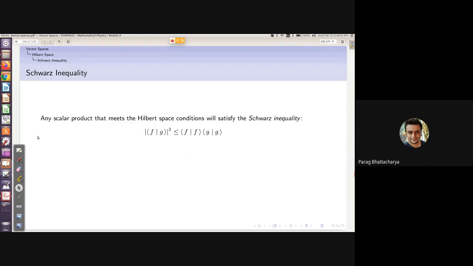Okay, then we have something called the Schwarz inequality. What is the Schwarz inequality? It says that the scalar product that meets the Hilbert space conditions will satisfy the Schwarz inequality.